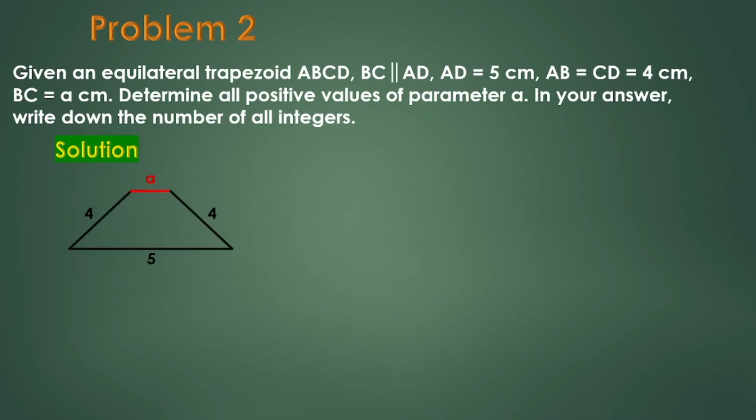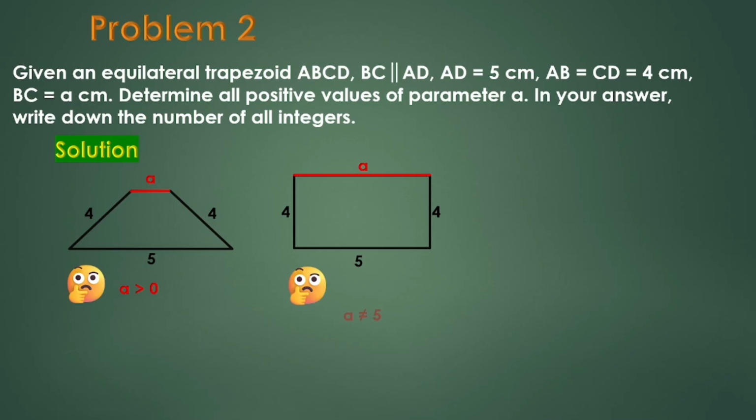And so I drew an isosceles trapezoid in front of you, and I want to, first of all, note that this number A will always be greater than 0. In the second picture, I marked that the number A is equal to 5. That is, the base is equal to the other base. Can this be? No. So I mark that A is not equal to 5. And in the third picture, I marked that A must always be less than the sum of the base and the sides of the trapezoid.